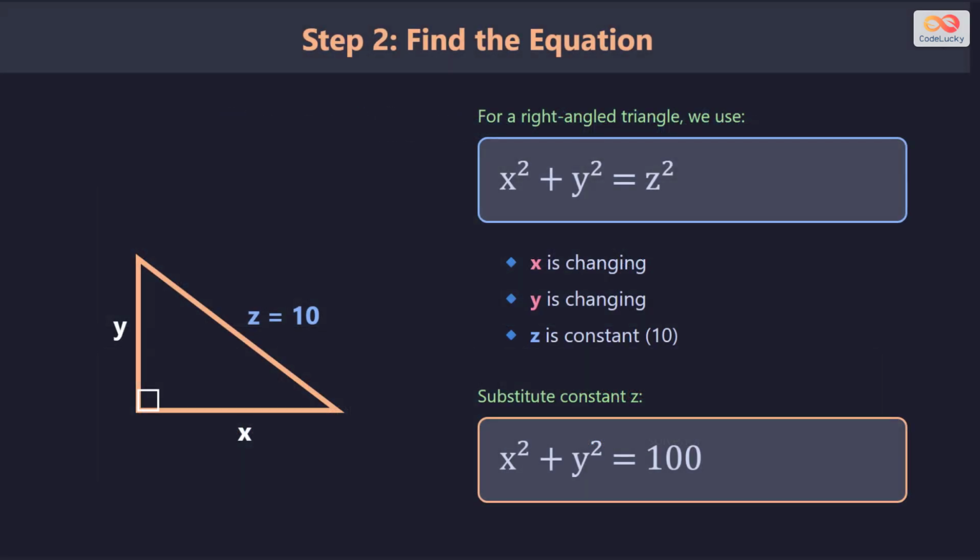Let's apply this to our ladder. Since it forms a right triangle with the wall and ground, we use the Pythagorean theorem. x squared plus y squared equals z squared. The length of the ladder, z, is constant at 10 meters, so we can write x squared plus y squared equals 100.